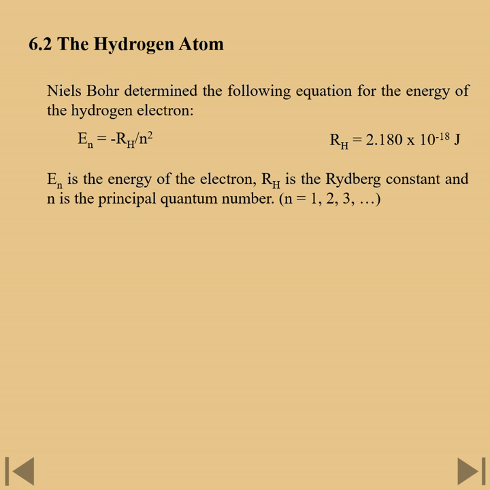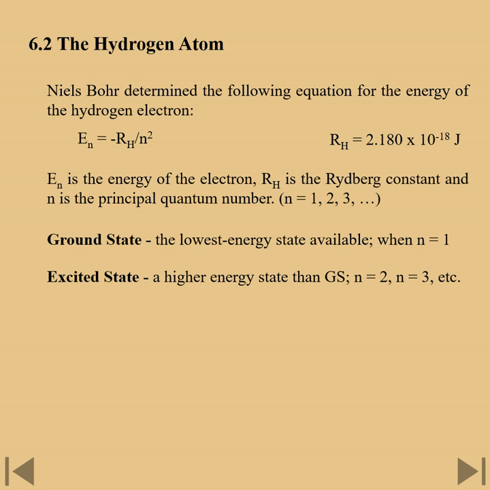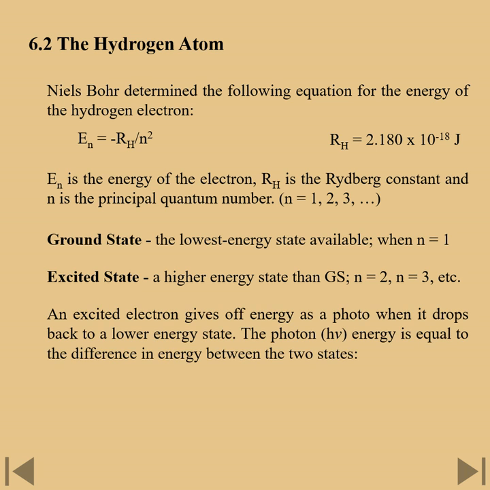Now, sometimes we are interested in the absolute energy of an electron, and this is the equation that we would use for this. Let me go over some terms. We have the ground state, which would be the lowest energy state available, and this is always when N is equal to 1 for the hydrogen atom. Any state above this is called an excited state, so when N equals 2, 3, etc., then we have an excited state.